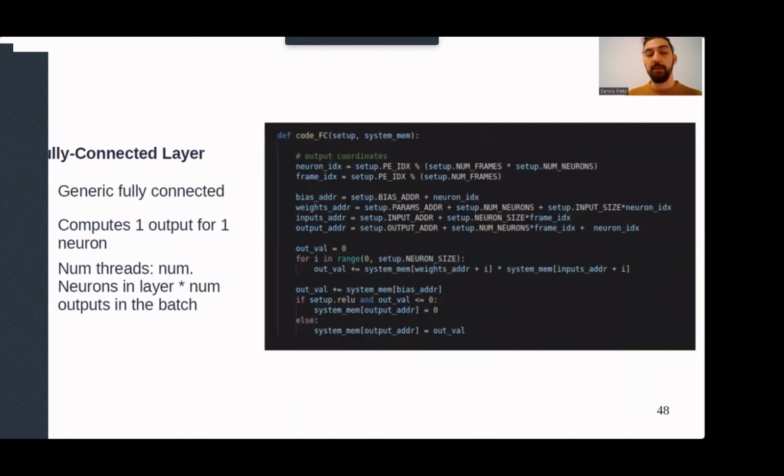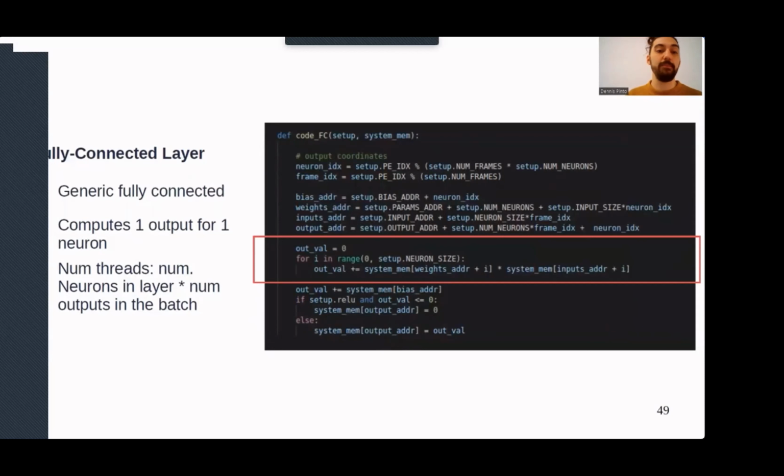This kernel implements a generic fully connected layer. We rely on the setup function to configure the parameters of the layer before its execution, which allows us to use the same code for all the fully connected layers. The main part of the code is this loop here, which computes a single output for a single neuron. We will launch as many threads as neurons there are in the layer, multiplied by the number of outputs generated from the batch.